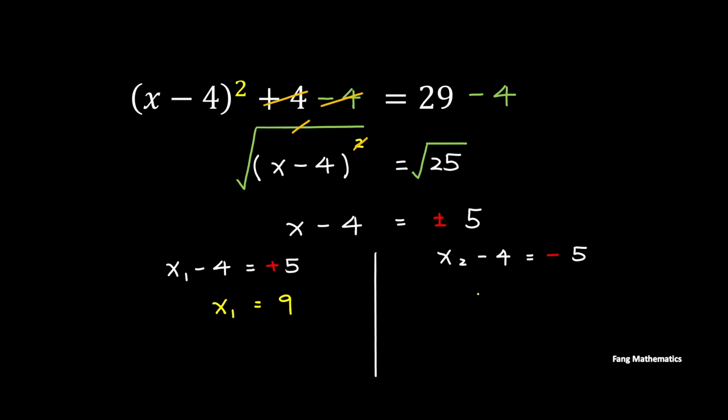On the other, x2, you add 4 to both sides. So the 4 on the left gets eliminated. On the right, you have minus 5 plus 4. That should give you minus 1. So we are to collect the 2 x values we have. And in set builder notation, we are to put x is an element of minus 1 and 9.